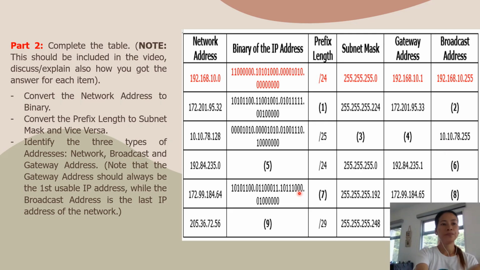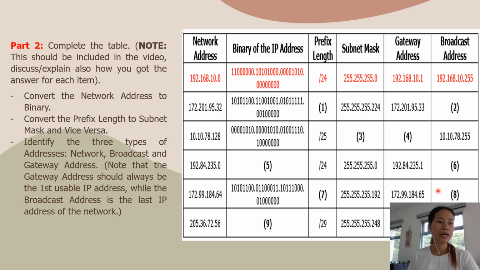So next, number 7. We have to find the prefix length of this. So my answer is slash 26. So where did I get the slash 26? I get it from here. I count 8 ones here, 8 ones here, 8 ones here, and then 8, 16, 24, and then 128 plus 64 is 192. That means I have 2 ones on the last part of the subnet mask. Converted into binary, that means I have 26 ones. So this is slash 26.